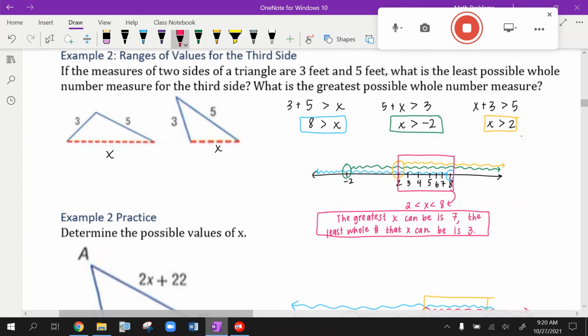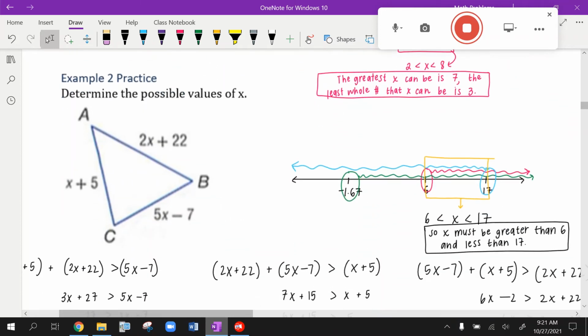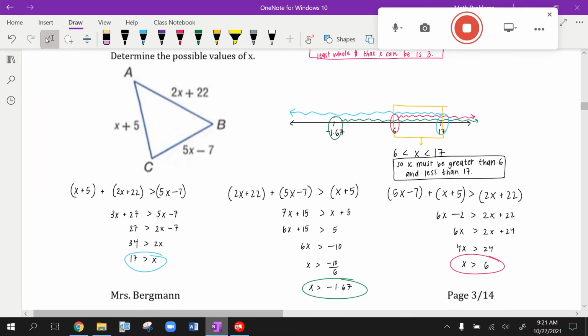Let's do another one together. I want you to try this one on your own. Example 2 practice. Pause the video and try that one on your own. Here's the correct answer for that practice problem. Solve each of the equations, plot it on a number line, and then you can find your answer.